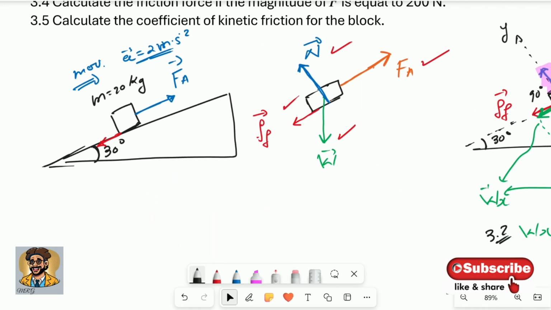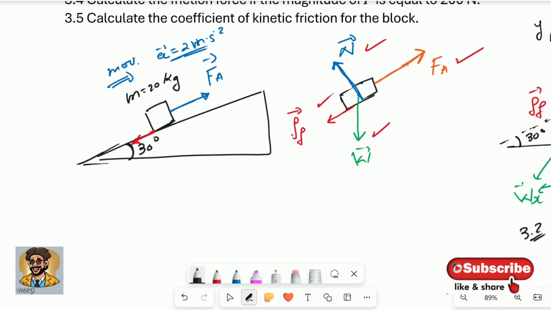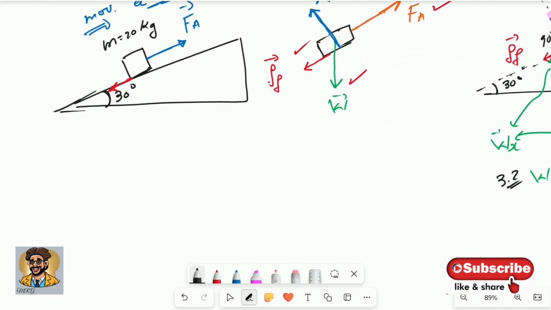We go here to question 3.4. Calculate the frictional force if the magnitude of the force is equal to 200 Newton. Okay? In this question you do have the acceleration, so we are going to apply Newton's second law. We don't have the coefficient of friction, so we cannot use that formula. So we're going to solve it maybe here. Let's move there. We are going to work in the x-axis. I'm going to apply Newton's second law. F net is equal to ma.